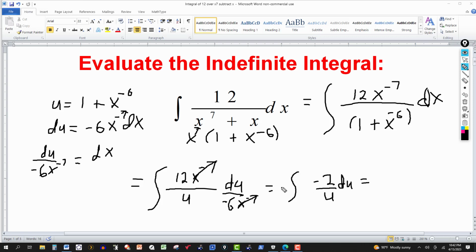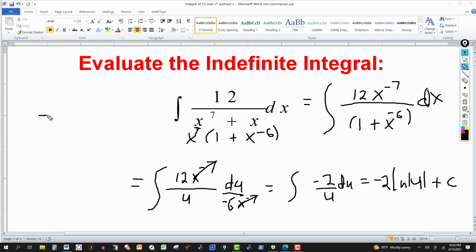You could bring the negative 2 out in front if you want. So it's basically the integral of 1 over u du times the negative 2. So that's your reliable formula here: the natural log of the absolute value of u plus a constant of integration.